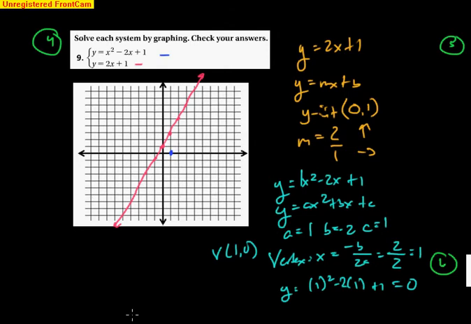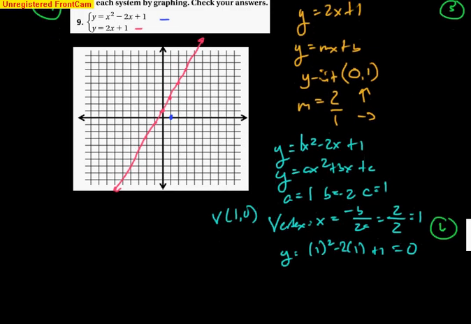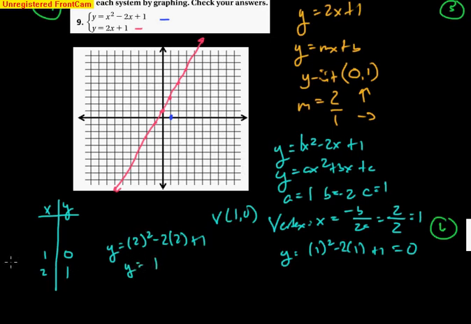Okay, so let me get my XY chart over here. And again, I'm going to scroll down a little bit more. XY. The vertex goes right in the center, 1, 0. Let's plug in 2 now. Y equals 2 squared minus 2 times 2 plus 1. That's 4 minus 4 plus 1. That's 1. So 2, 1, and 0, 1 are on my graph. Let me graph those. 2, 1, and 0, 1.